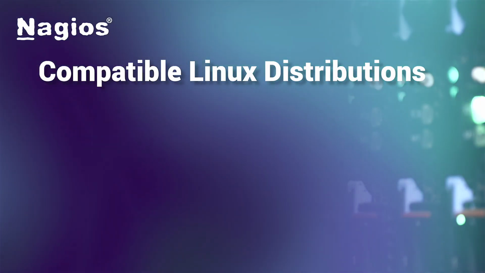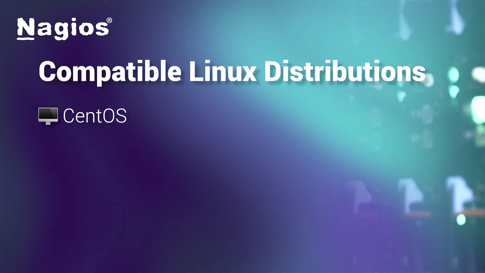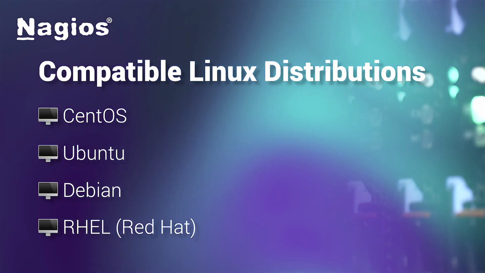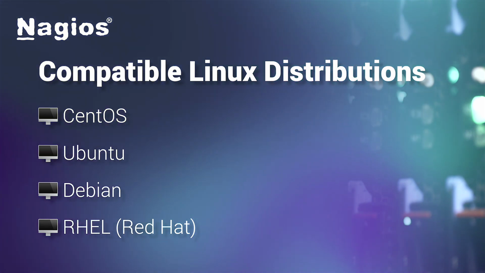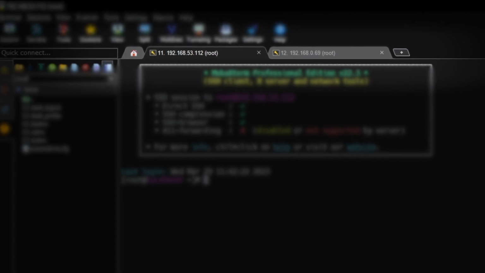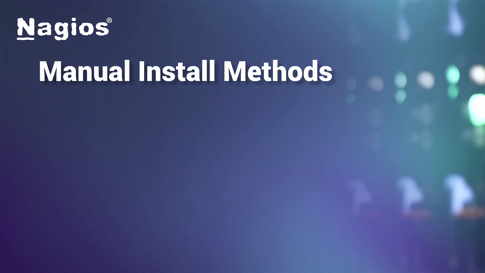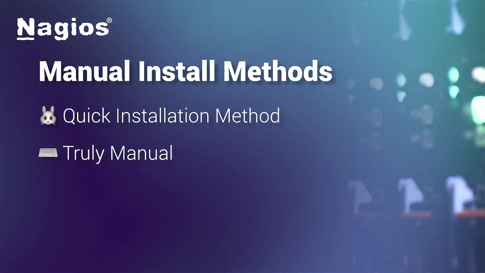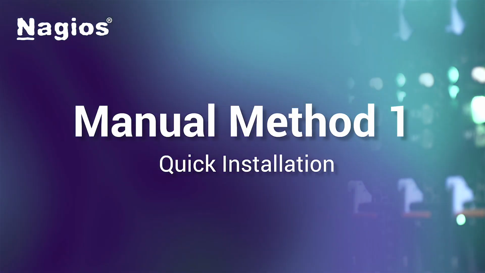XI can be manually installed onto CentOS, Ubuntu, Debian, and RHEL, or Red Hat distributions. Before we get started, I want to mention that I have two CentOS 8 VMs spun up and ready to go. I have two since there are two installation methods for manual installs. There is a quick installation method and a more manual installation method. I will first walk through the quick installation method.